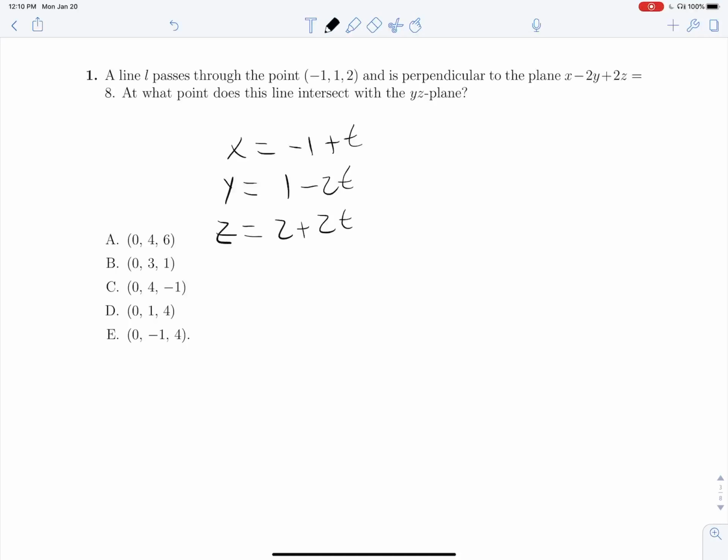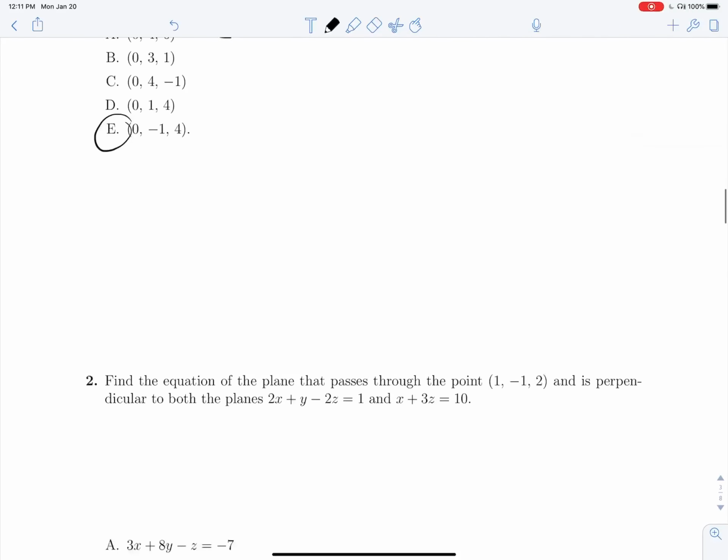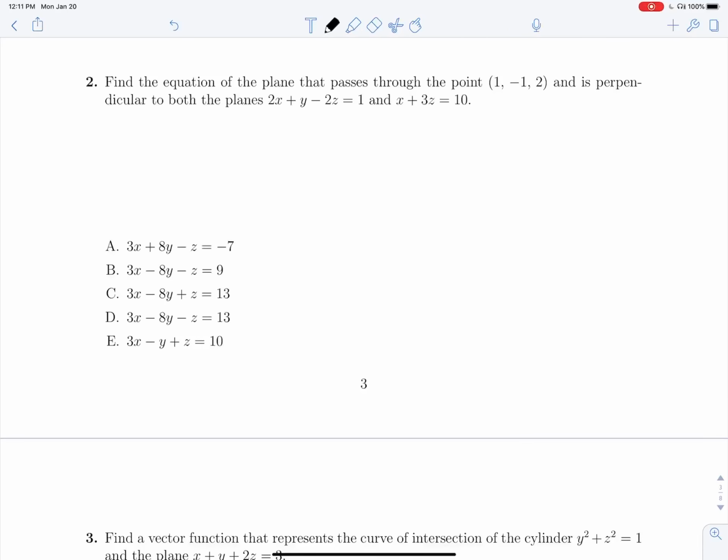So x is equal to 0 when t is equal to 1. And when t is equal to 1, we have 0, -1, and 4. So 0, -1, 4. Answer choice E is our correct choice.